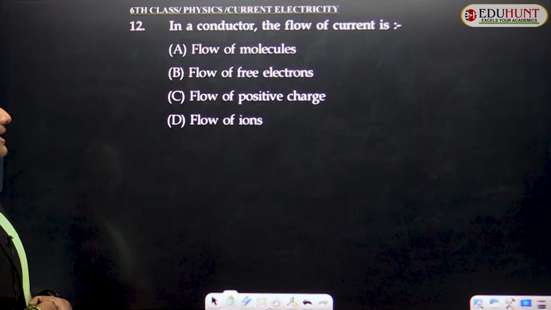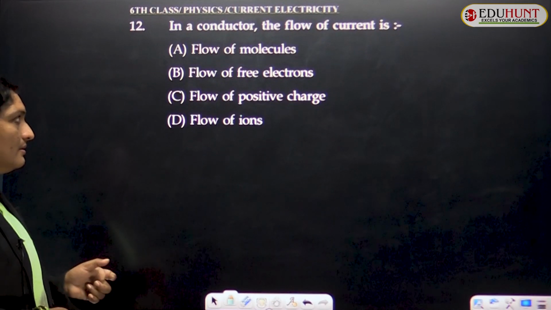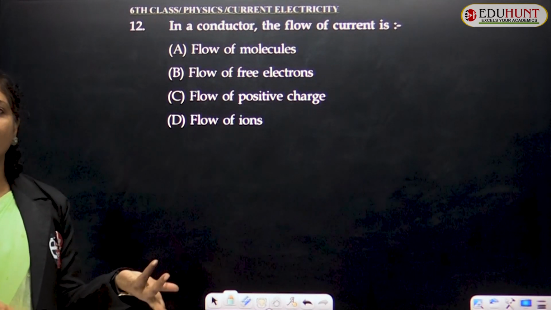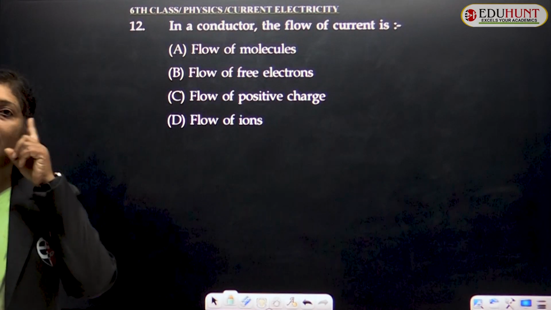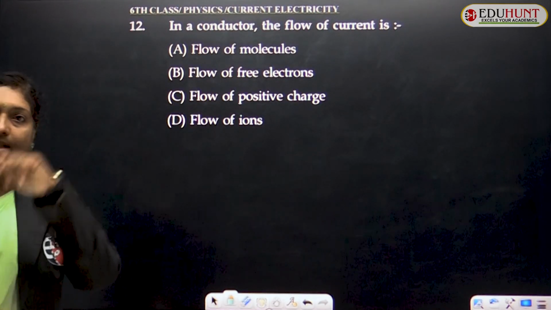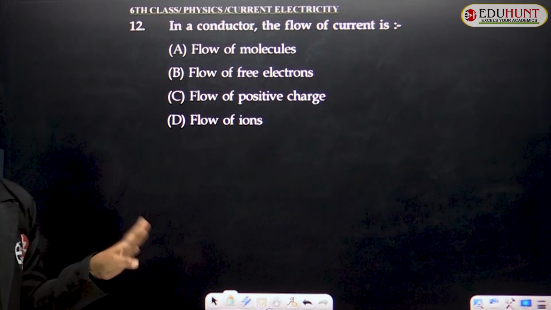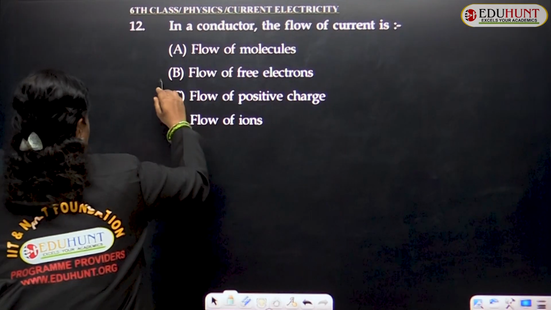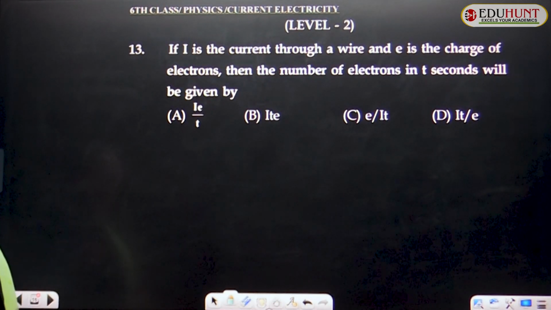Now, the 12th one, in a conductor, the flow of current is due to what? Who flows? Obviously electrons will be here. Only when convention is used, you have to consider it the other way, that is from positive. If no convention word is used, it is only because of the flow of electrons. So option B. Now moving to the level 2 questions.